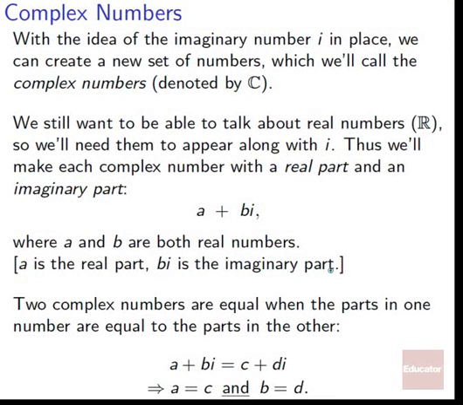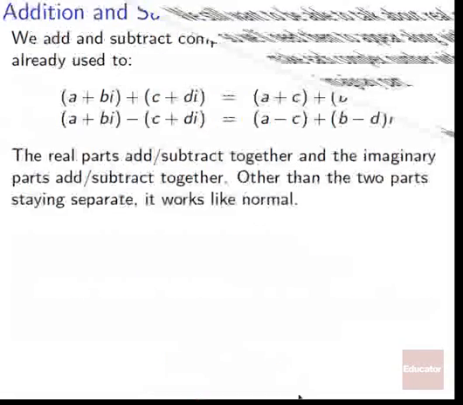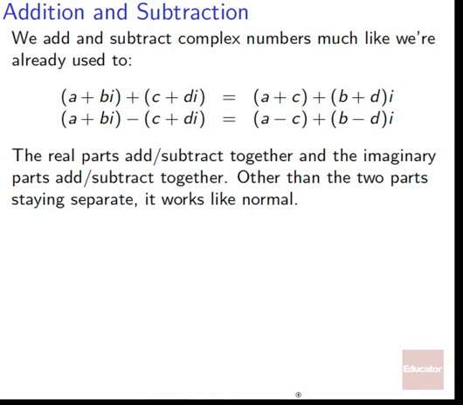Two complex numbers are equal when the parts in one number are equal to the parts in the other. So if we have a plus bi and we're told that's equal to c plus di, then that means the real parts have to be equal. So we know that a and c are equal. Also, we know that the imaginary parts have to be equal. Both parts have to be equal for this equality to hold. So bi and di are the same thing, which means that b and d must be the same thing, since clearly i is going to be the same thing on both sides. Great. All right, so how do we do our basic arithmetic with these things?